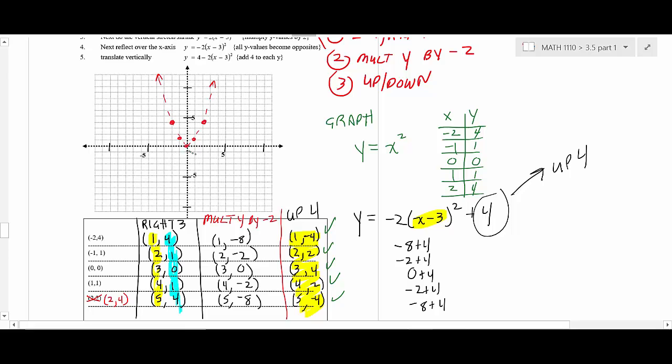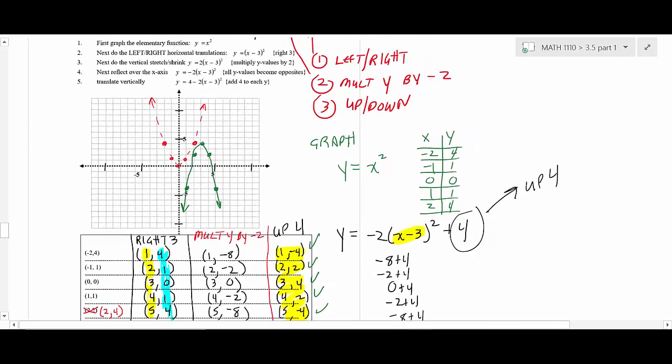Okay, so we just go 1, negative 4 would be the first point. Then we have 2, 2. Then we have 3, 4. And 4, 2. And then finally 5, negative 4. And then if you connect those dots like that, that's what that graph looks like.